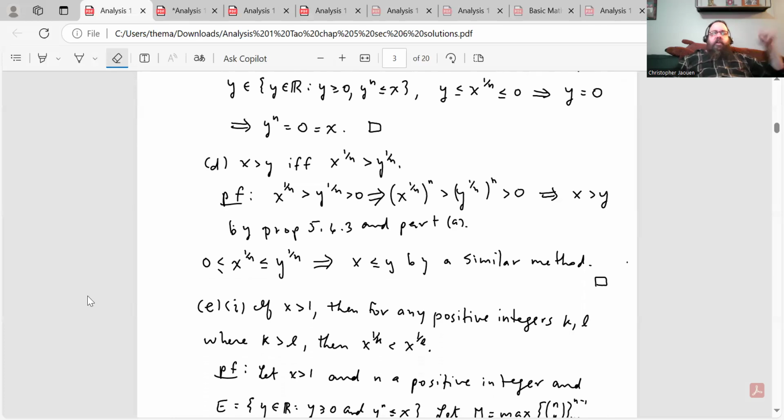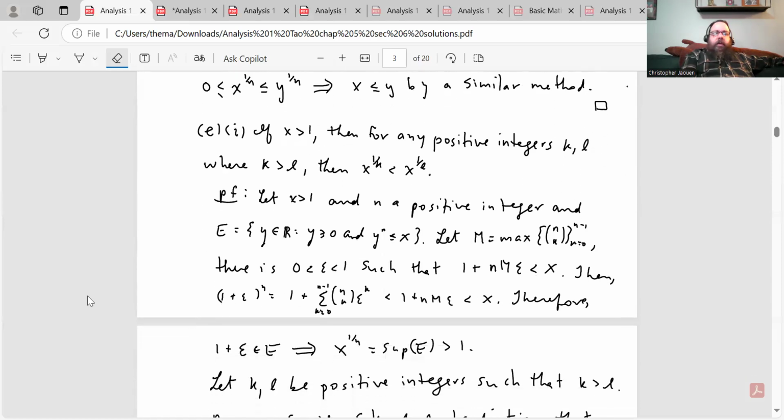Okay, and then for the reverse part of the biconditional, we can do it by contrapositive. If 0 is less than or equal to x to the 1 over n less than or equal to y to the 1 over n, that implies x is less than or equal to y. Proving the contrapositive can be done using a similar method to what I just did in the first part. So I just didn't write it down.